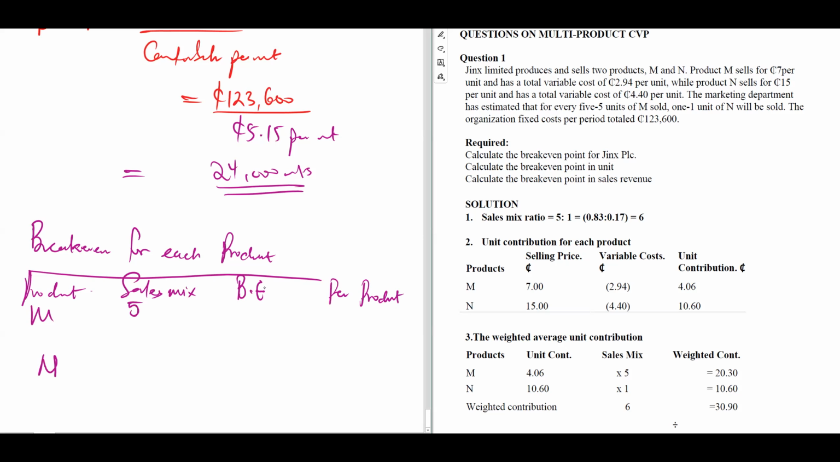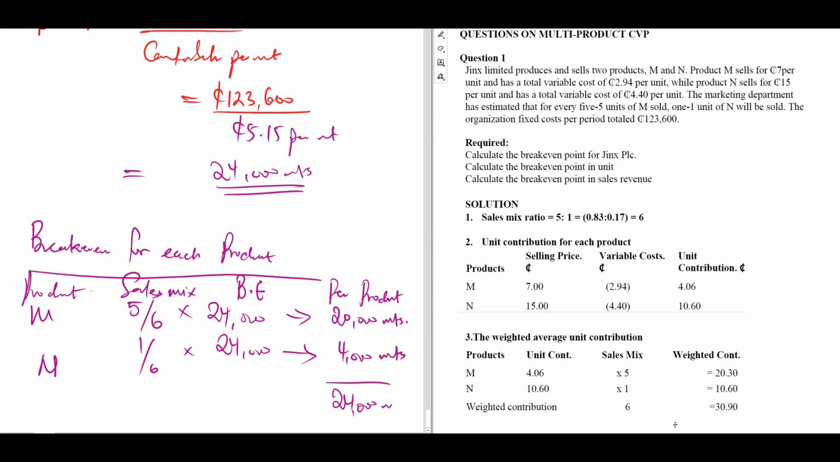You know that for every 5 we sell of this one, we sell one of that, right? So 5 on 6 and this one 1 on 6. We can use this to split the 24,000, to see how much of the 24,000 should be for product M and how much should be for product N. Straightforward, right? So we have 5 on 6 by our 24,000. And that gives us what? 20,000 units going for product M. And that means the rest to be what? 4,000 units going for product N, right? Putting it together, that gives us our 24,000 units. Exactly.